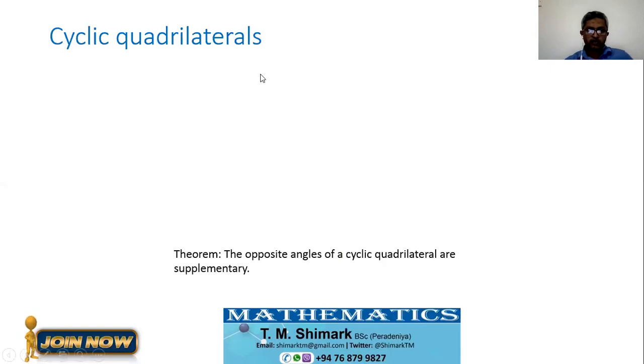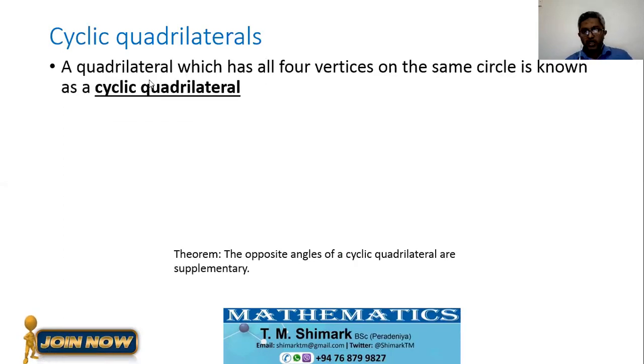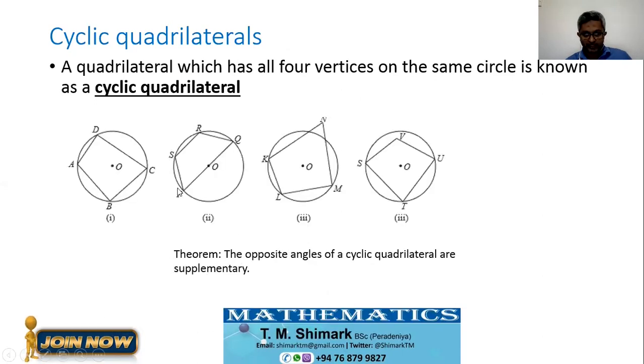Right, cyclic quadrilaterals. A quadrilateral which has four vertices, all four vertices on the same circle, is known as a cyclic quadrilateral. If you take these examples here, if you take this first one, all the four vertices are on the circle, right? This is a cyclic quadrilateral.